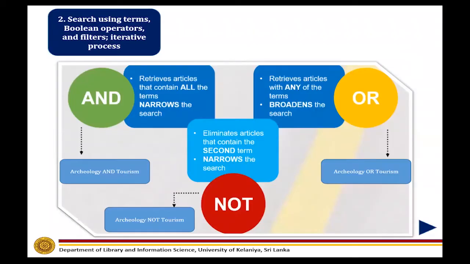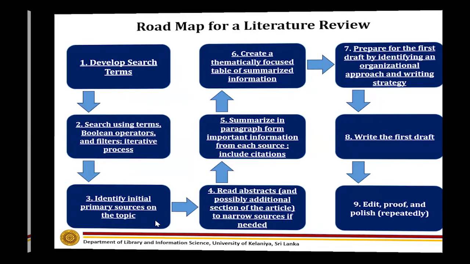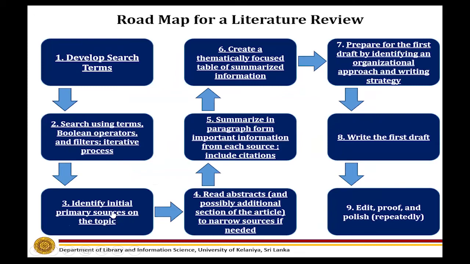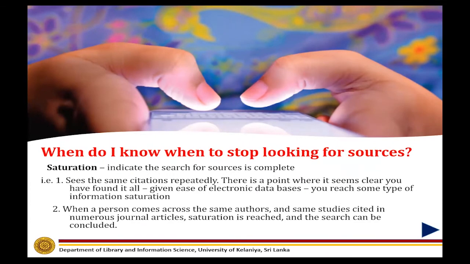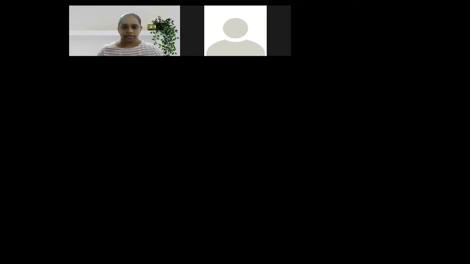Cool. So we have already completed that one, and we'll move to stage 3 of the roadmap. So what's that? It's called identifying initial primary sources on the topic, right? Okay, click on that. Yes, I will share that one quickly. Sorry about that.